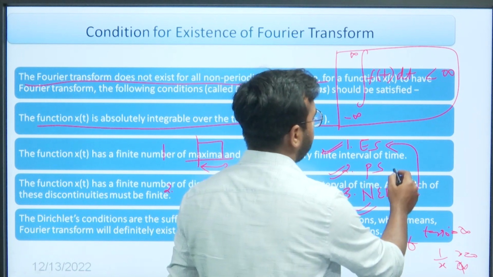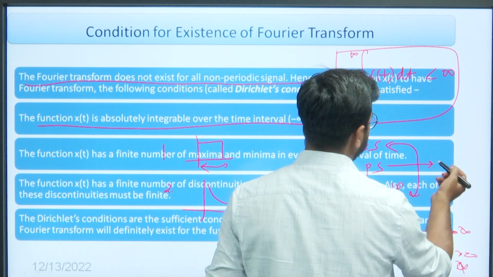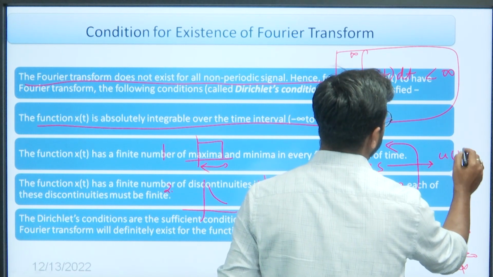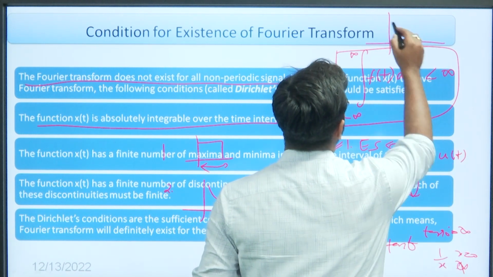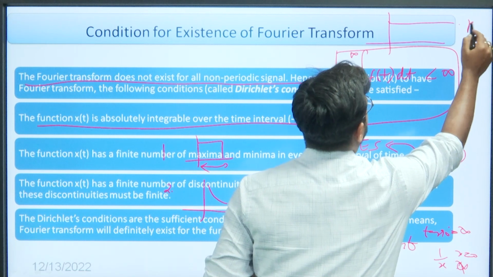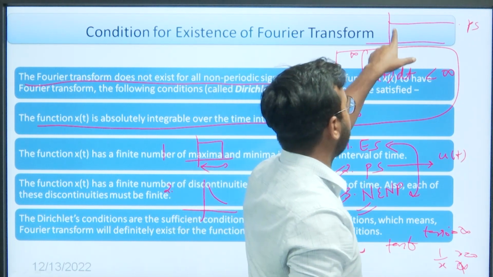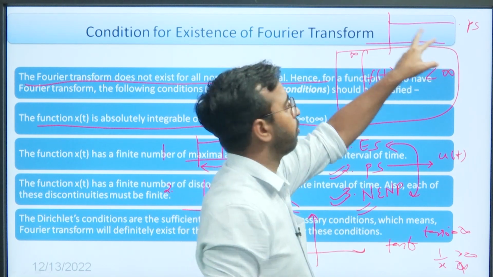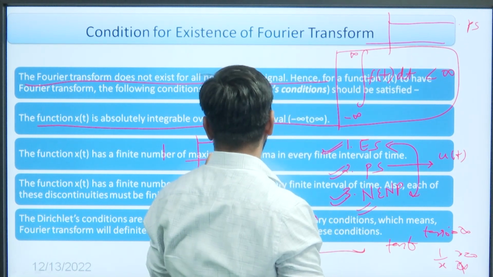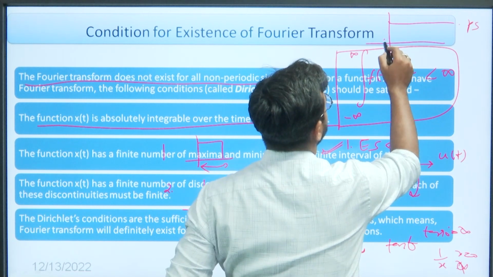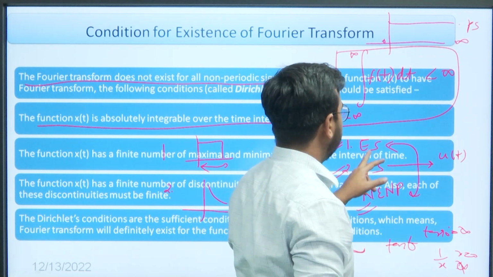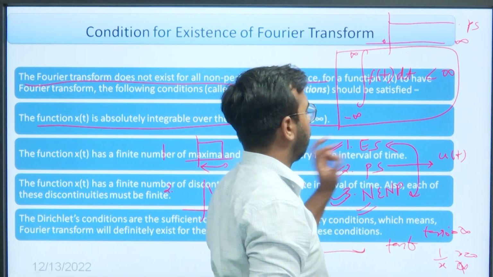An example of a power signal is u(t), the unit step signal. It is not an energy signal, because it does not have decreasing amplitude, since the amplitude is constant, and neither does it have a fixed duration, because it goes from 0 to infinity. So it does not have any of these properties.